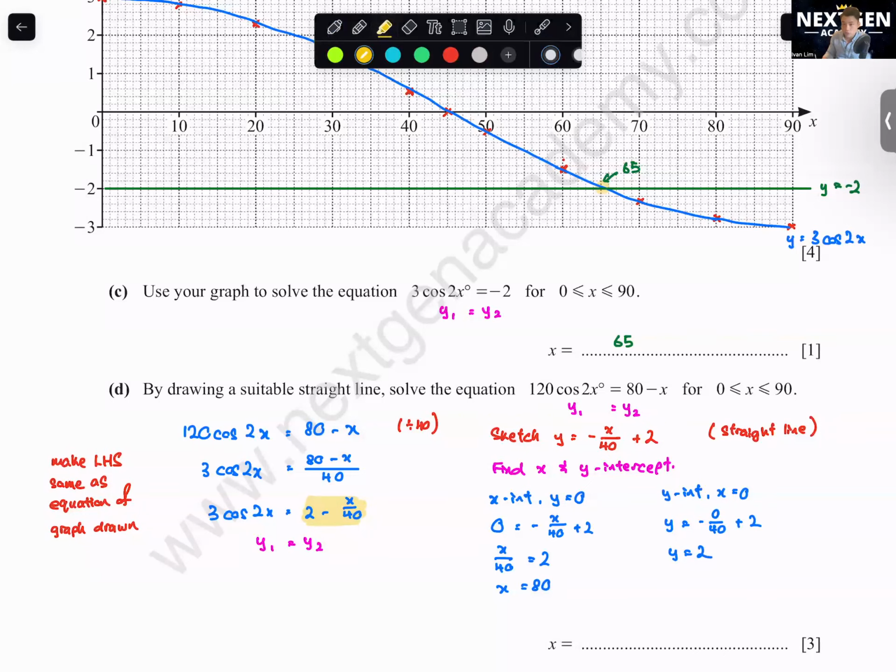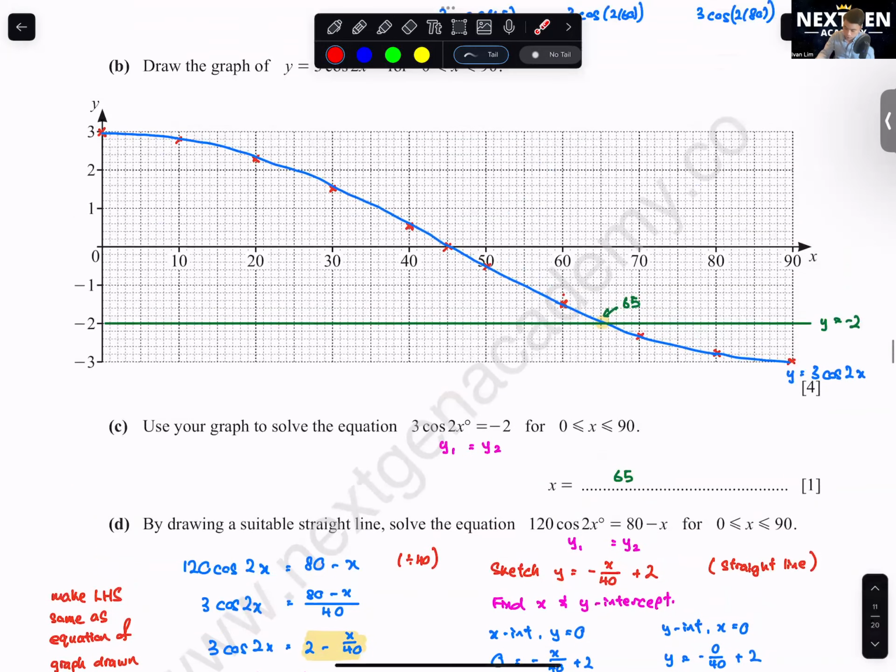So we will take these two values here. Isn't moving 2 over makes it negative 2? I didn't move the 2. I moved the negative x over 40. This one, I move to the left-hand side. 2, I remain it here. So 80 and 2.